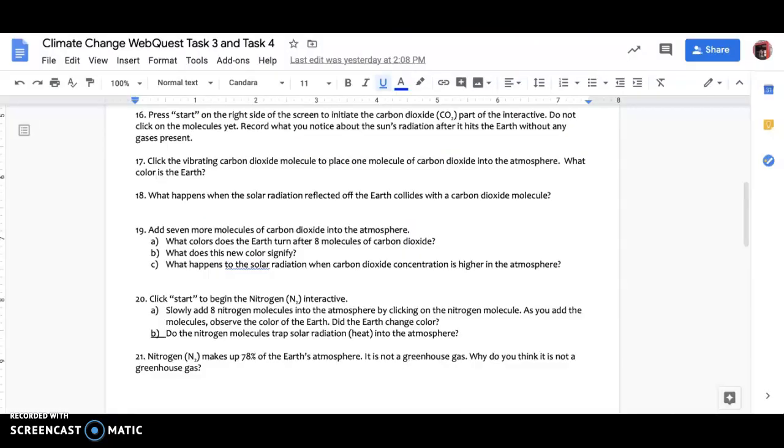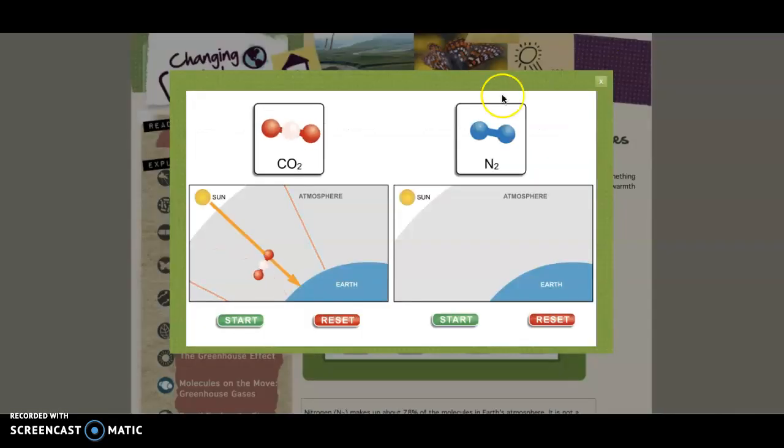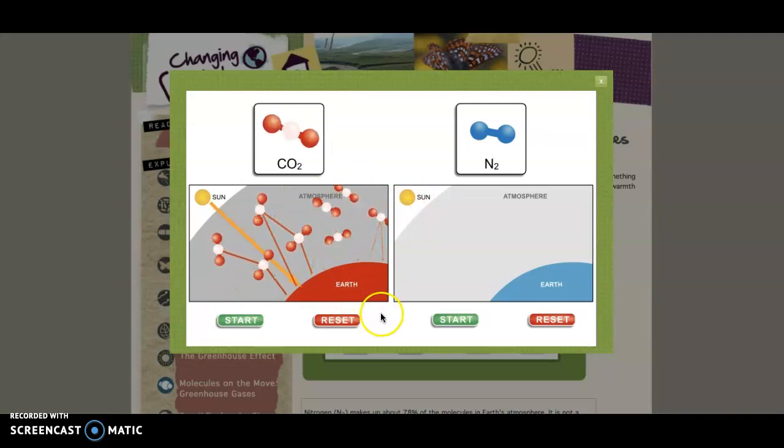Alright, so now for number 19, we have 3 parts. Add 7 more molecules of carbon dioxide into the atmosphere. That will make a total of 8. What color does the Earth turn after 8 molecules of carbon dioxide are added? So I'm going to add 7 more. 1, 2, 3, 4, 5, 6, 7. So note the color of Earth. And no, Earth does not change colors.